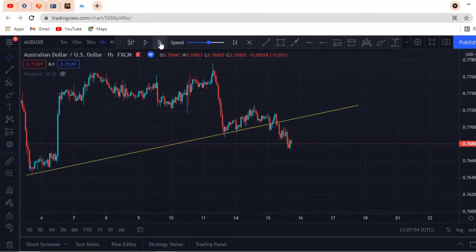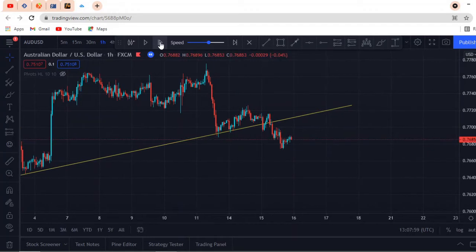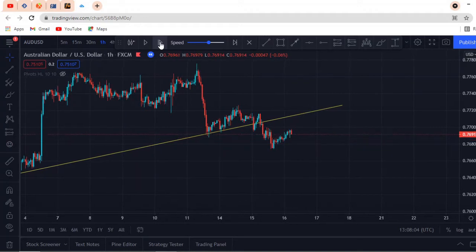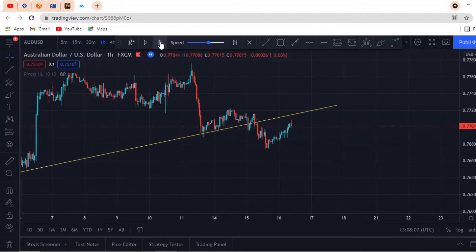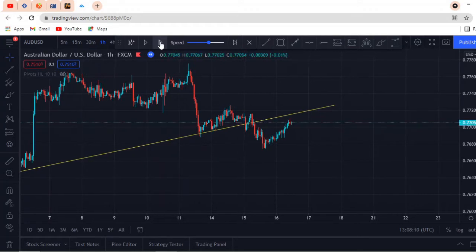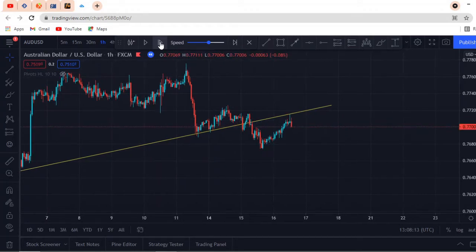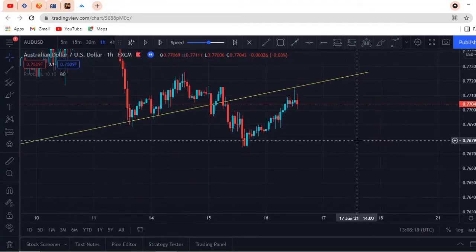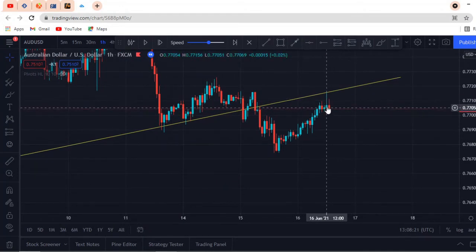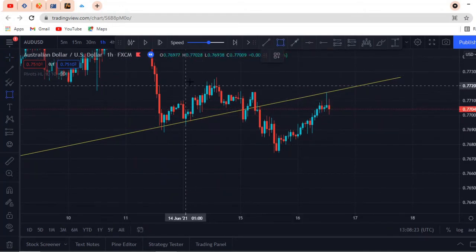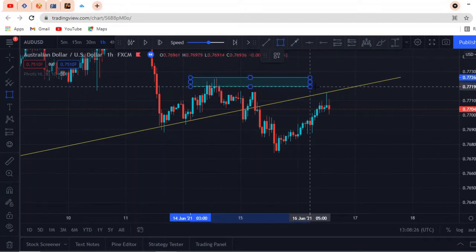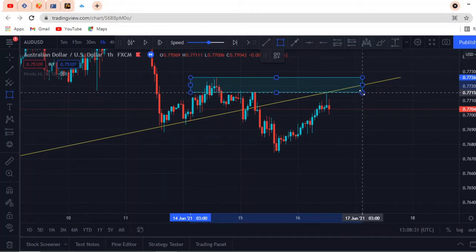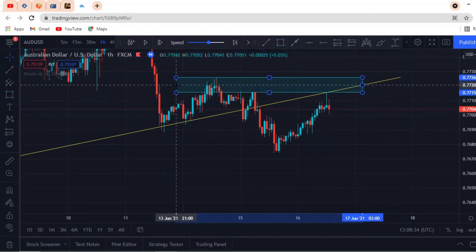So we do nothing here because this could be a fake out. It can be a fake out, and then it will just come and take you out. Okay, let's see. Fantastic. So the first thing I see here is this pin bar, this pin bar here. That's a sign of reversal. So let me draw my zone here, draw my zone there.